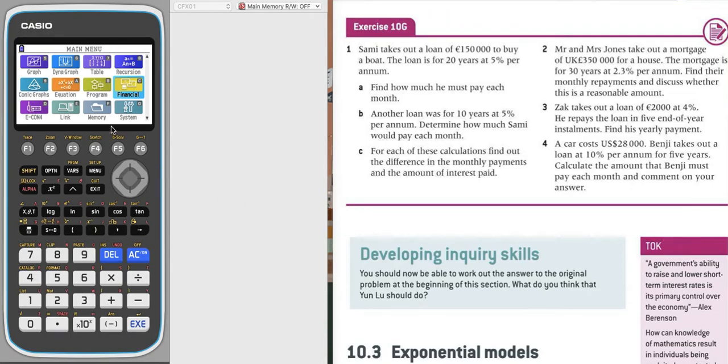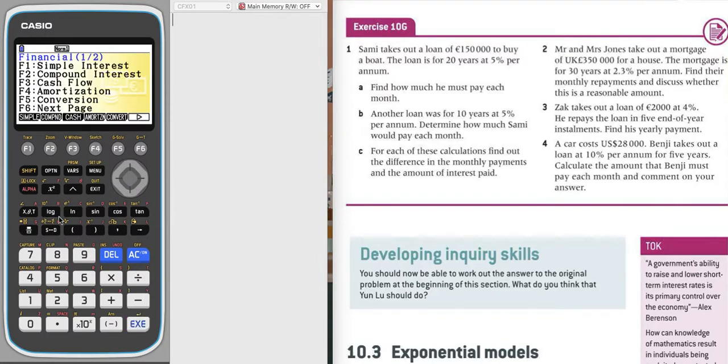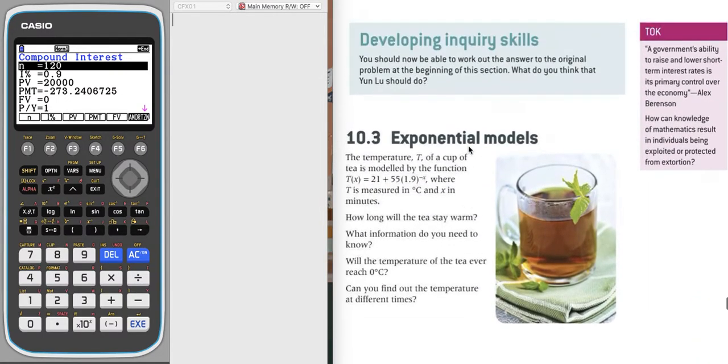So again, if you're trying to solve these types of problems of annuities and whatnot, then you go to financial. Yep. Go to financial. It's compound interest. F2. We're still at that same screen, and now looking at the questions from 10G, which is on page 481.